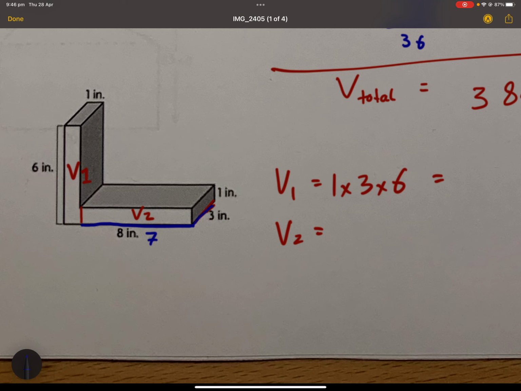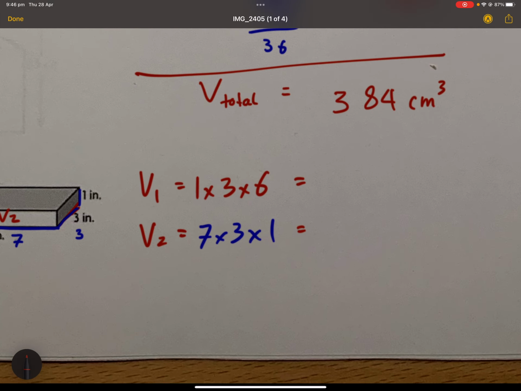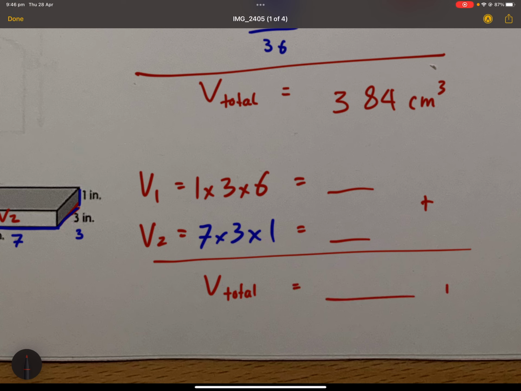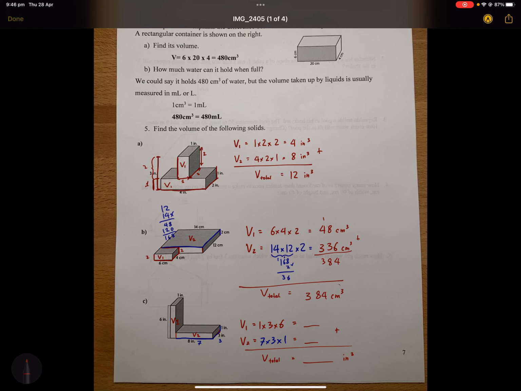We know the width is also 3 and the height is 1. So it will be 7 times 3 times 1. And you get an answer there. Get that answer, and then we're going to add it to get the total volume. V total, or volume total, equals to what? And the answer will be in inches cubed. Okay, you do that on your own. Go to the next page.